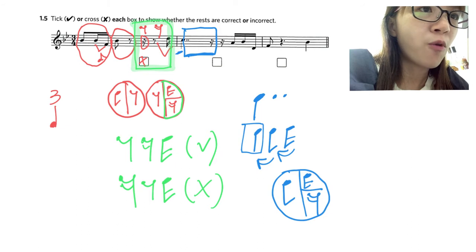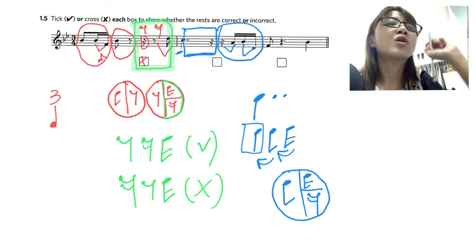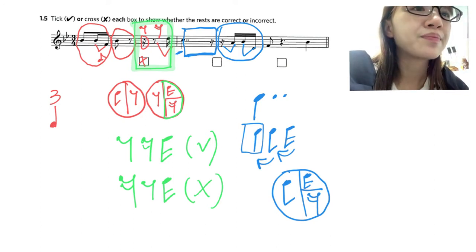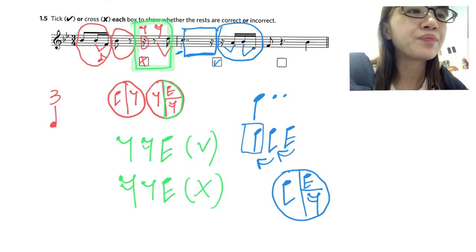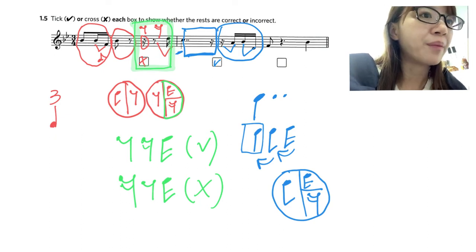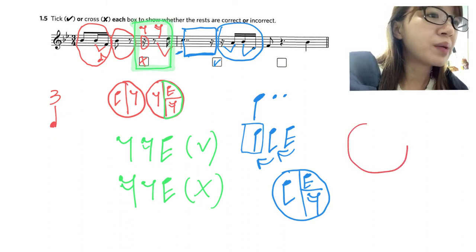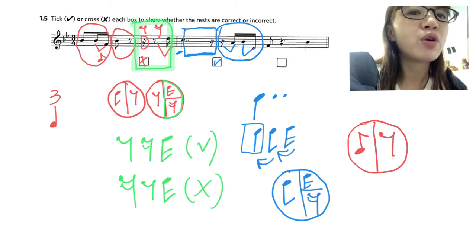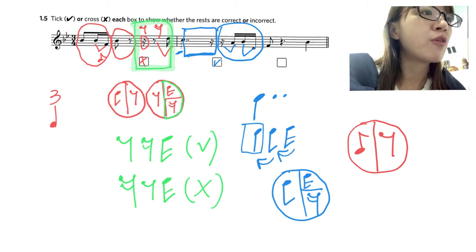You have four semi-quavers, quaver, quaver. This is another group. Yes, so you have three crotchets. That's correct. The last one: you have a quaver, you must complete it with another quaver rest, because you have the grouping of three crotchets, you must complete with this. Whereas this question gives us one and a half, which is not correct.